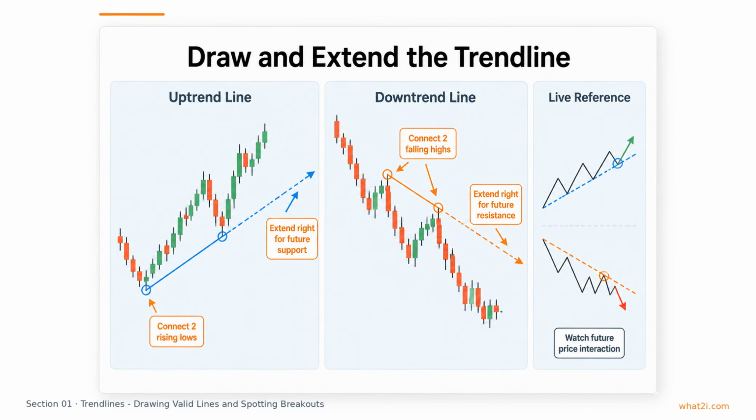After connecting swing points, extend the trendline out to the right. That forward extension is what makes the line useful in real time, because it gives you a live reference for where price may react in the future. In an uptrend, it can help you monitor where pullbacks may find support. In a downtrend, it can show where rallies may run into resistance. This turns the trendline from a historical observation into a decision-making tool. You are no longer just saying where price turned before, you are watching where it might respond again. For swing traders, that forward-looking reference is often where the real value begins.